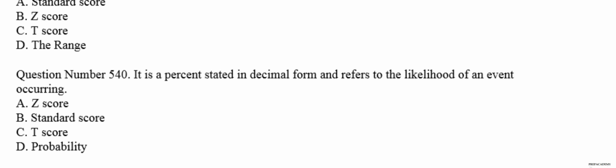Question number 540. It is a percent stated in decimal form and refers to the likelihood of an event occurring. A. z-score, B. standard score, C. t-score, D. probability. The correct answer is option D, probability.